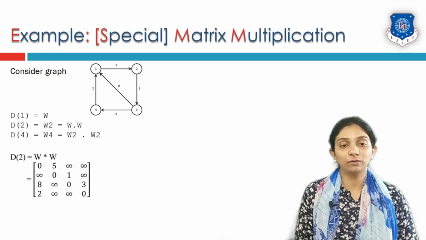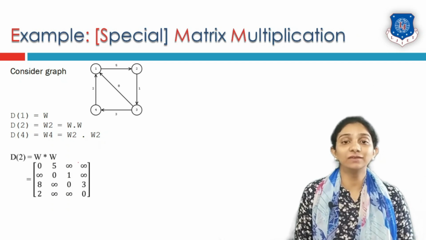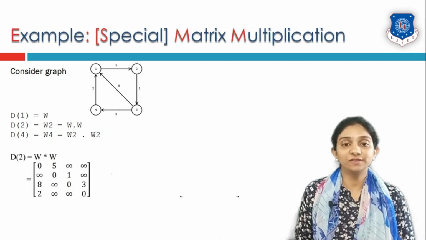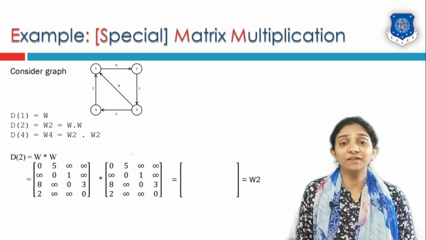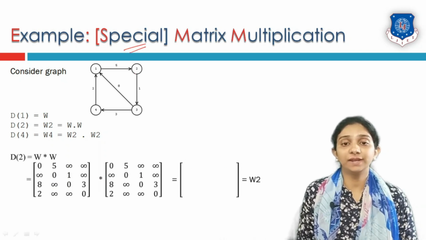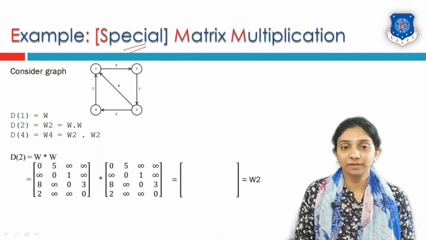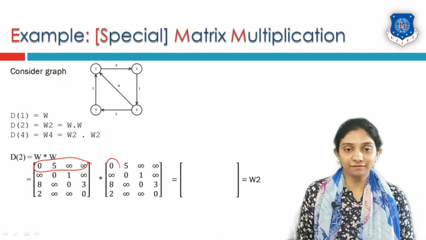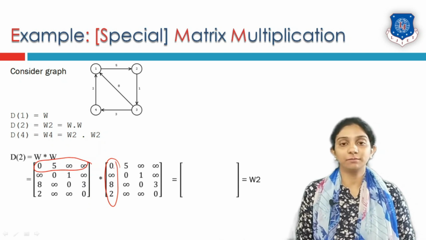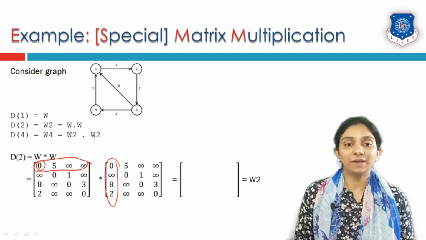Now we have to calculate D2, which is the weight matrix multiplied with the weight matrix. That is, the matrix is multiplied with itself in a special way. This is not a normal matrix multiplication. Let us see how to work with this. Let us consider the first row of the first matrix and the first column of the second matrix. Let us do the element sums one by one.